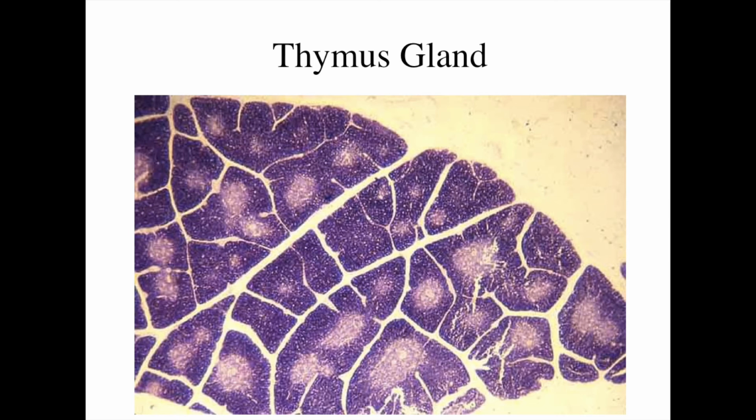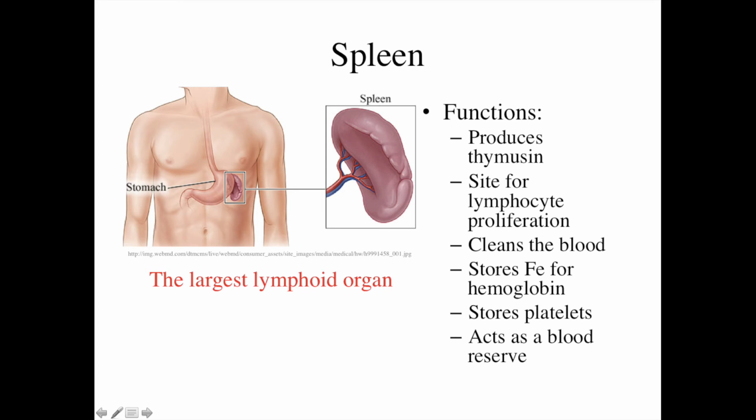The spleen is one of the largest lymphoid organs in the body. Located left, right below the diaphragm, its functions include producing thymosin, being a site for lymphocyte proliferation, cleaning out the blood, storing iron for making hemoglobin, storing platelets, and acting as a blood reservoir for when a person is getting ill. The spleen has a hilum where the artery enters and the vein leaves.